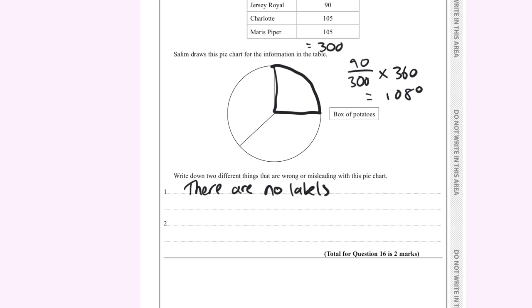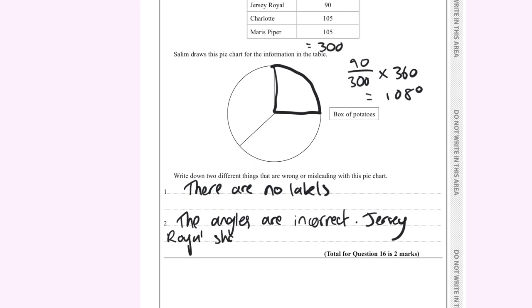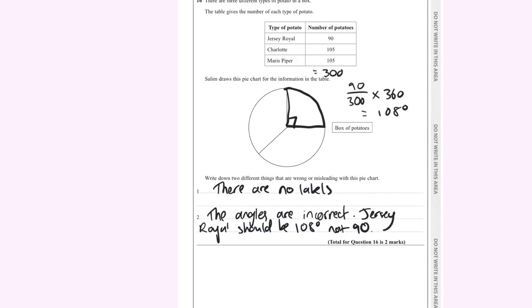So we can say the angles are incorrect. The Jersey Royal should be 108 degrees, not 90, for example. Because that's quite clearly supposed to be a right angle, but it shouldn't be.